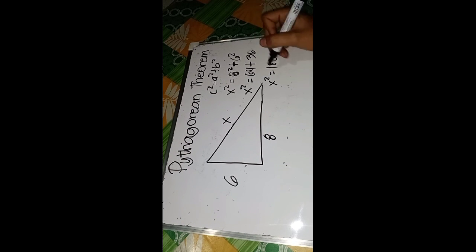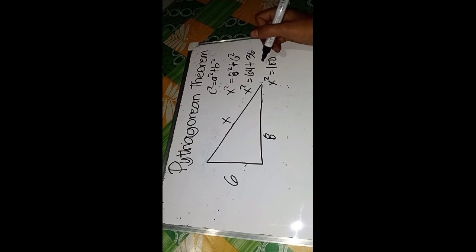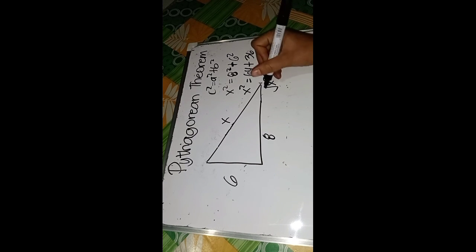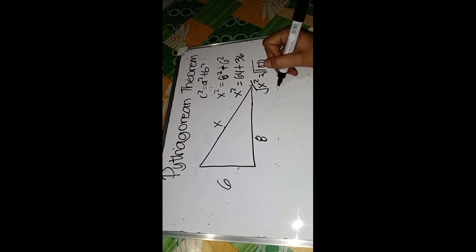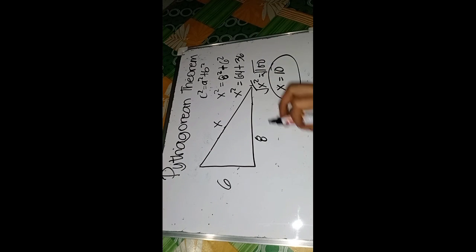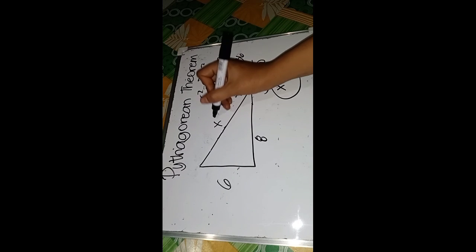Now that this is squared, we're going to take the square root of both sides. So the square root of x squared is x, which equals the square root of 100, that is 10. So the hypotenuse of this figure is 10.